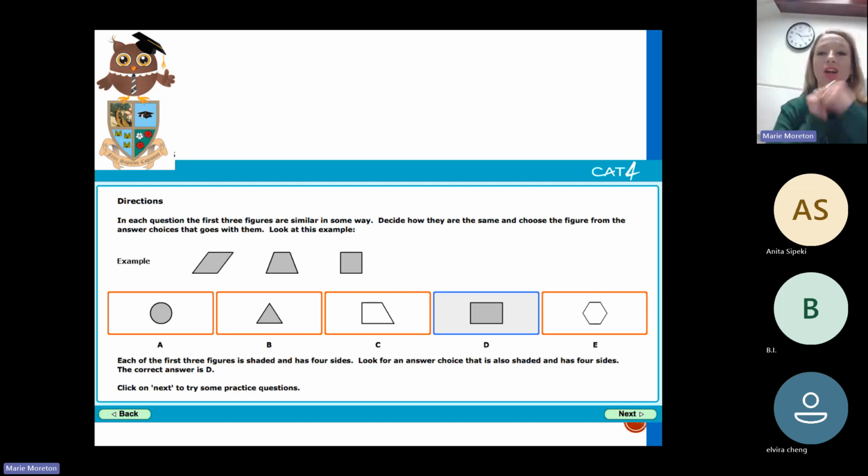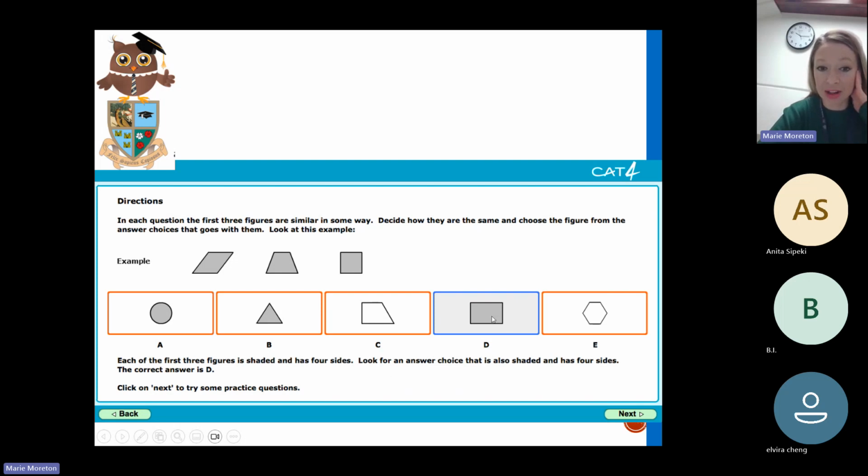These are the kind of questions that they have to answer. This is an example of them having to look at these figures or these shapes and decide what is the same about them. These three here, the children should recognise that they all have four sides and they are all grey. So they look down here and they should be searching for a four-sided shape that is also grey.